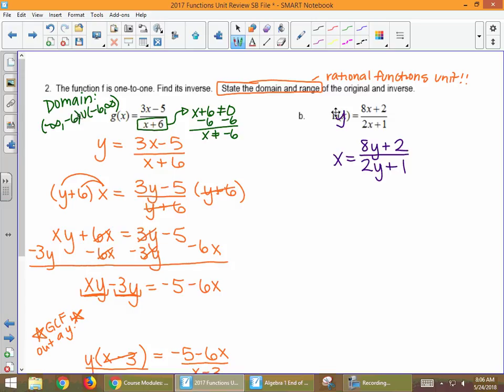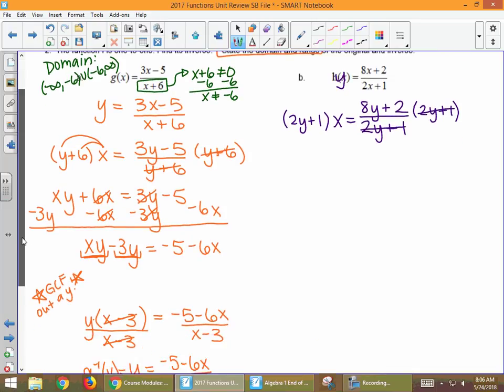The first thing we want to do is clear that fraction. It's nice that these are on the same page and I have the work from the last problem. You can follow along. We're doing those same steps. Clear the fraction. Multiply through by your x.